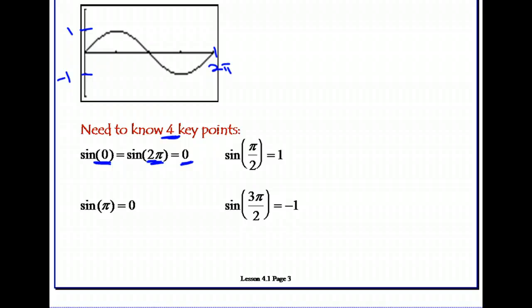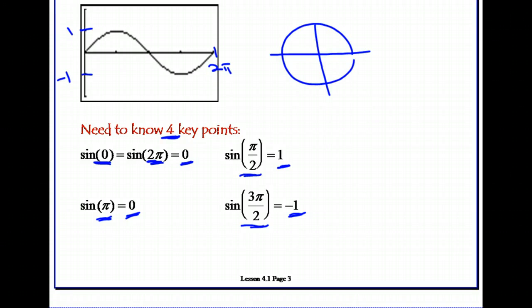So sine of 0 is 0, sine of 2 pi is 0. Sine of pi halves, you'll want to know is 1. Sine of pi is 0, and 3 pi halves is -1. If you're thinking, oh no, not more memorization, I would agree. It's not more memorization. It's the same memorization.